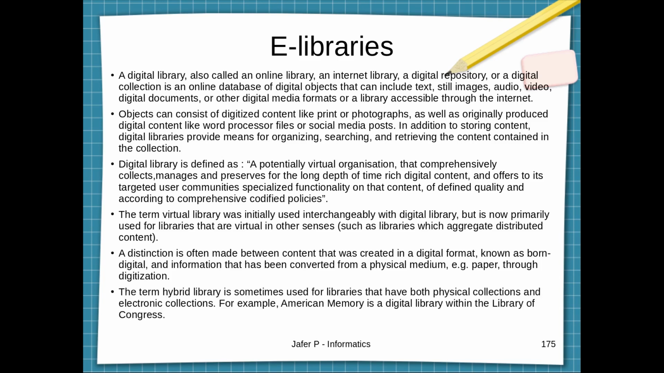The term hybrid library is sometimes used for libraries that have both physical collections and electronic collections. For example, American Memory is a digital library within the Library of Congress. So there are some libraries called hybrid libraries, which provide physical access as well as electronic access. Physical libraries along with an online library. American Memory is a digital library where it provides physical access also.